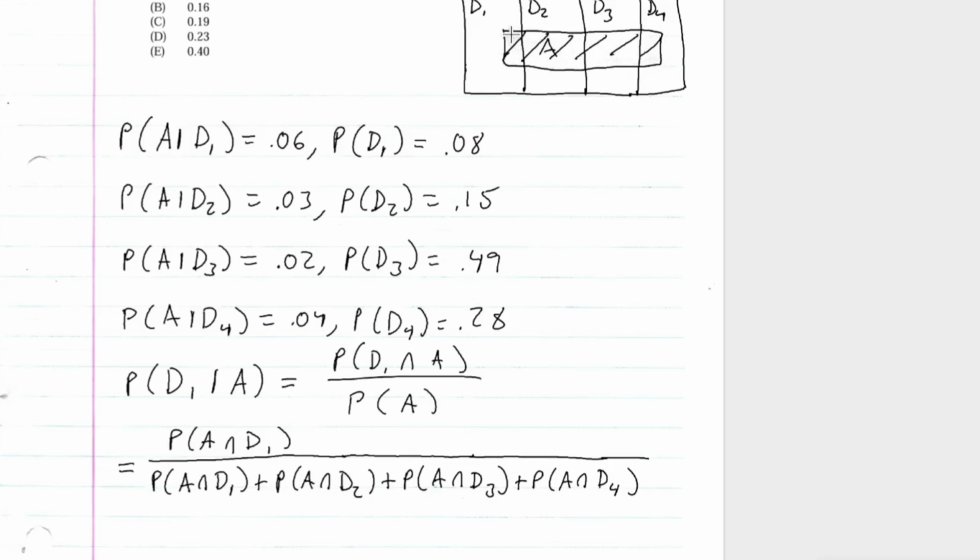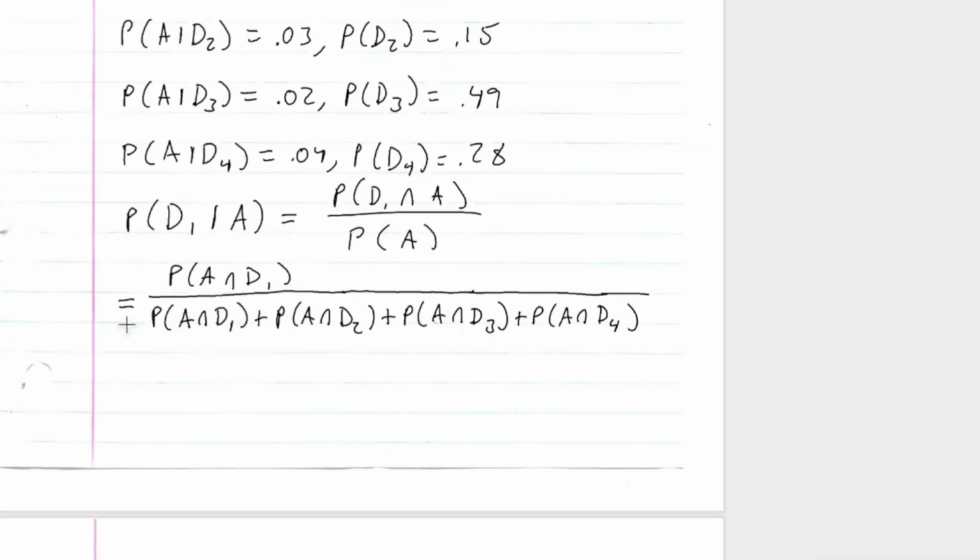So A intersection D1 is going to be this green part. A intersection D2 is going to be this red part here. Let's get cyan. A intersection D3 will be this blue part. And A intersection D4 would be this purple part. So, as you can see, the probability of A is also the probability of each intersection added together.